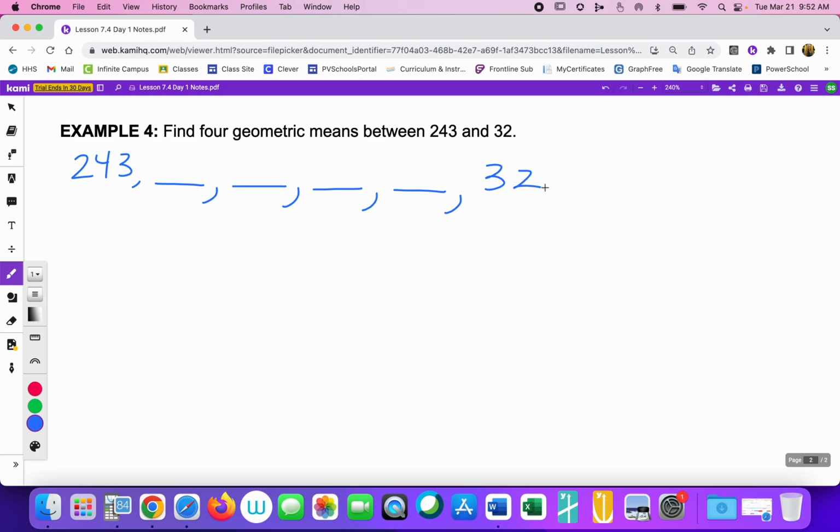Questions as of right now? Now it might tell you 3 terms in between, but if it says 4 geometric means, it means there's 4 terms in between. So 243, that's the first term. What term is 32?